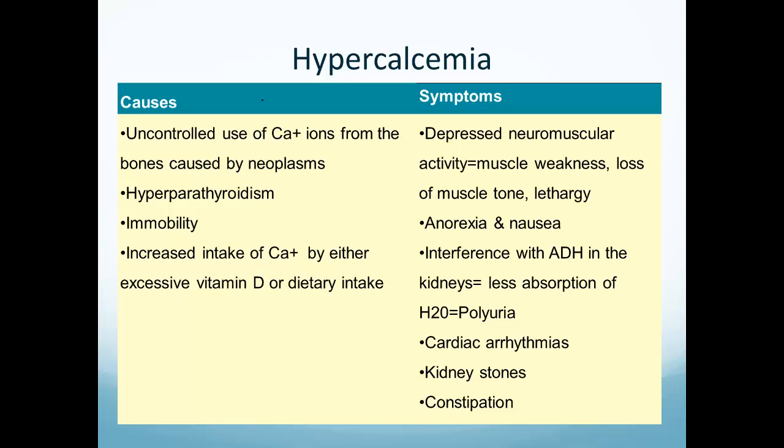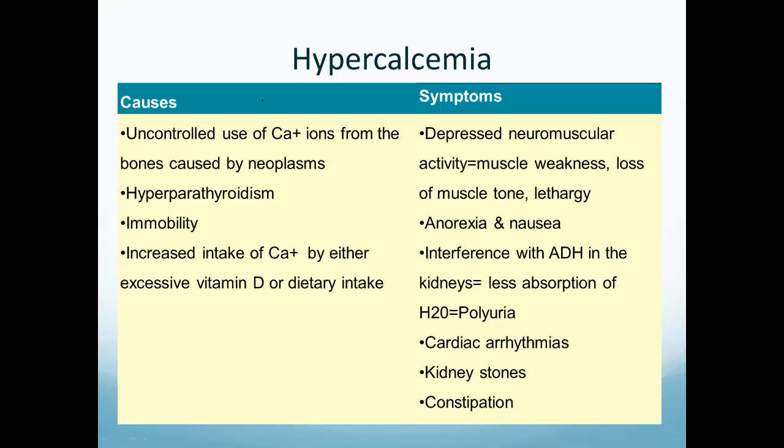So here's a number of different causes of hypercalcemia. The primary reason why somebody would have hypercalcemia would be that we have a loss of calcium from the bone. So this could be a cancer, a neoplasm. This could be a situation of bone metabolism abnormalities. Paget's disease is a disease of bone metabolism where too much calcium is being released from the bone.